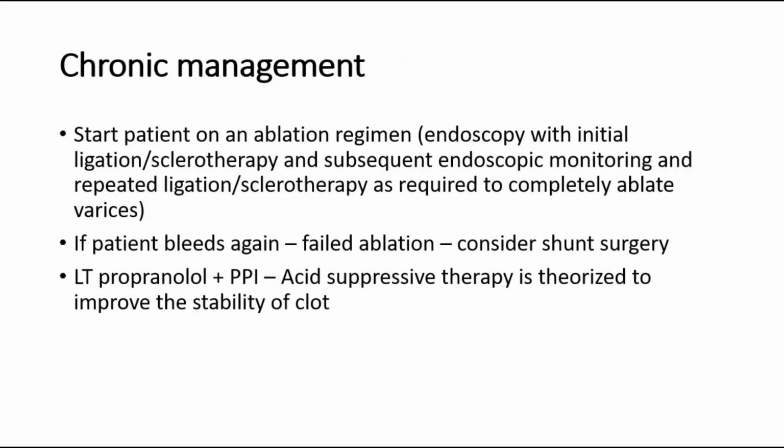Lastly, for chronic management, start the patient on an ablation regimen. Endoscopy with initial ligation or sclerotherapy, and subsequent endoscopic monitoring, and repeated ligation or sclerotherapy is required to completely ablate varices. If the patient bleeds again, suggesting failed ablation, consider shunt surgery. Propranolol, PPI, acid suppressive therapy is theorized to improve the stability of clot.